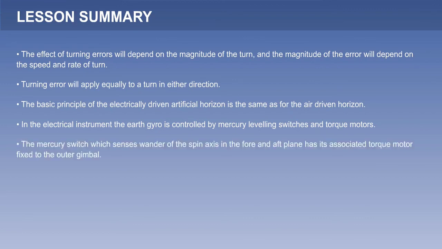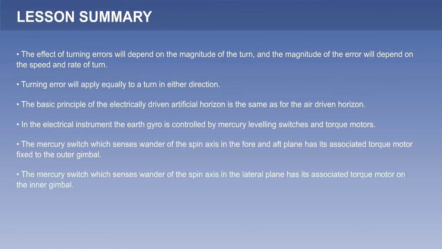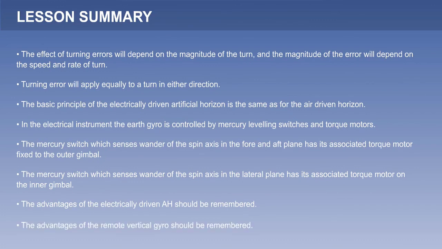The mercury switch, which senses wander of the spin axis in the fore and aft plane, has its associated torque motor fixed to the outer gimbal. The mercury switch, which senses wander of the spin axis in the lateral plane, has its associated torque motor on the inner gimbal. The advantages of the electrically driven AH should be remembered. The advantages of the remote vertical gyro should be remembered.